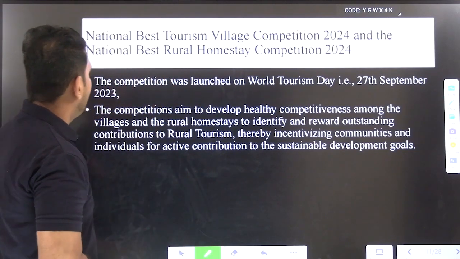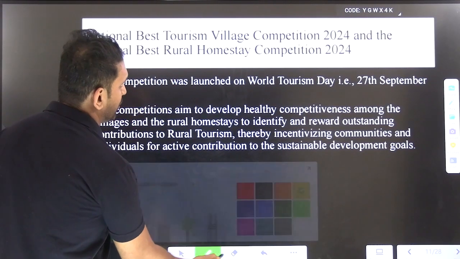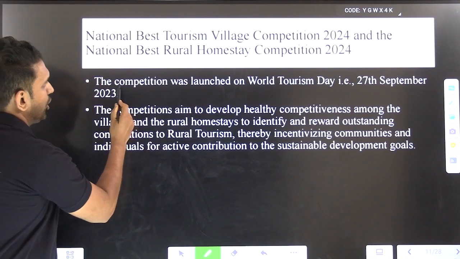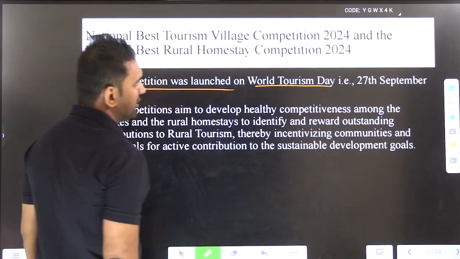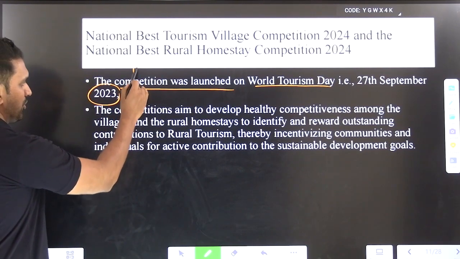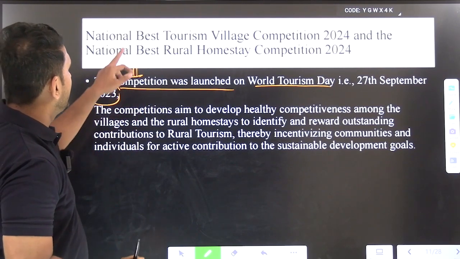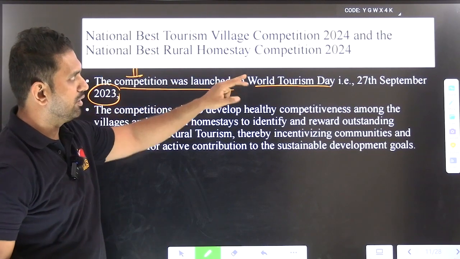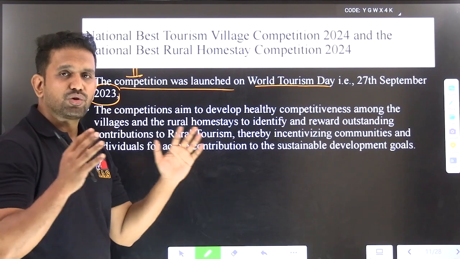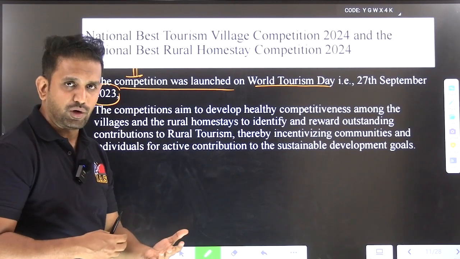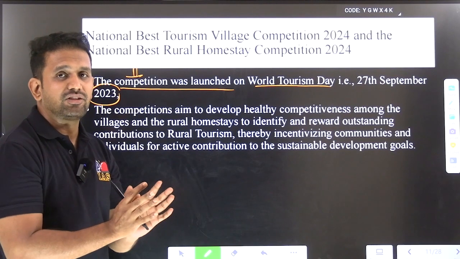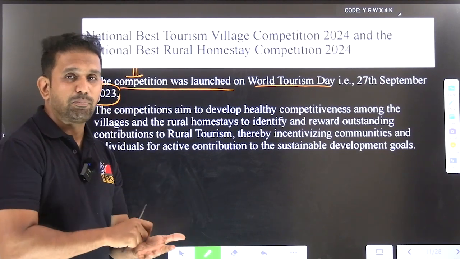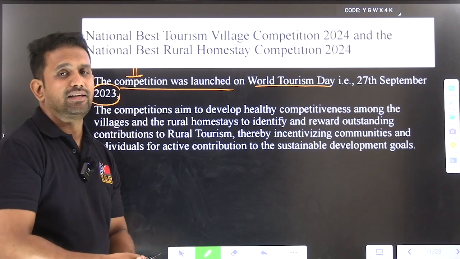Okay. Now, the National Best Tourism Village Competition 2024 and the National Best Rural Homestay Competition. The competition was launched on World Tourism Day, that is 27th September 2023. What does it mean? The state government should promote rural areas as tourism spots, and there they have to build some residential or guest houses where people will go and write in the feedback that these are the best homestays in the rural areas.